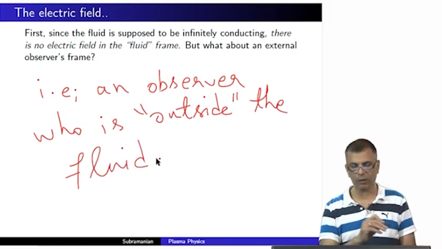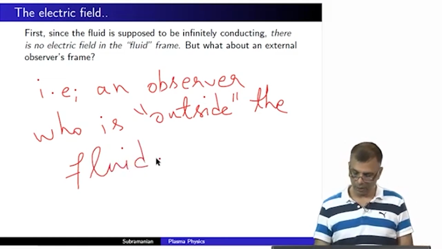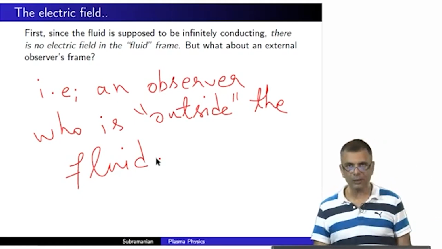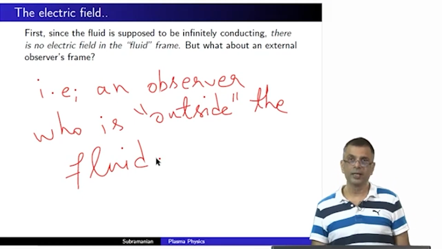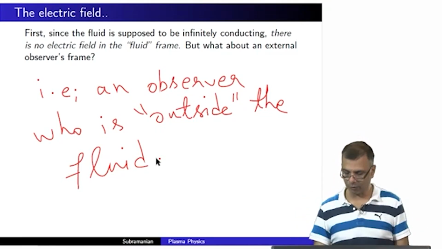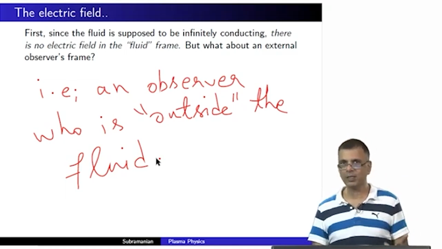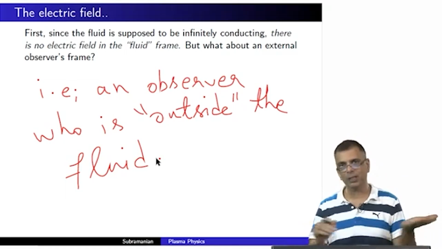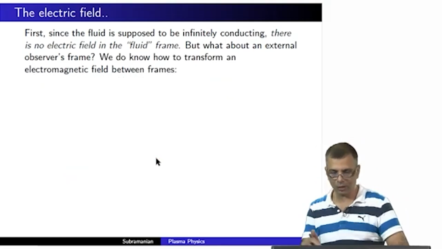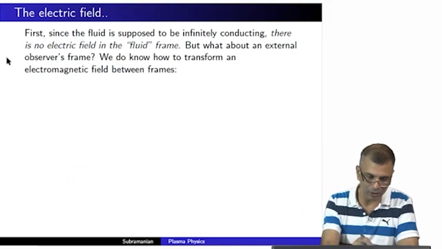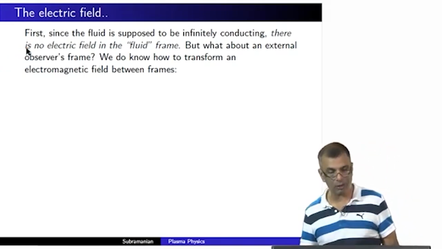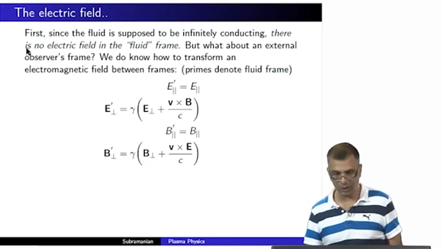What about this kind of observer? Okay. So, it's clearly the way we are talking about this, we are implying that the electric field need not always be 0 for someone who is not immersed in the fluid. The electric field has to be 0 for someone who is immersed in the fluid, simply because the fluid is infinitely conducting. But in order to answer this question, we have to resort to a standard Lorentz frame transformation, and that is this.